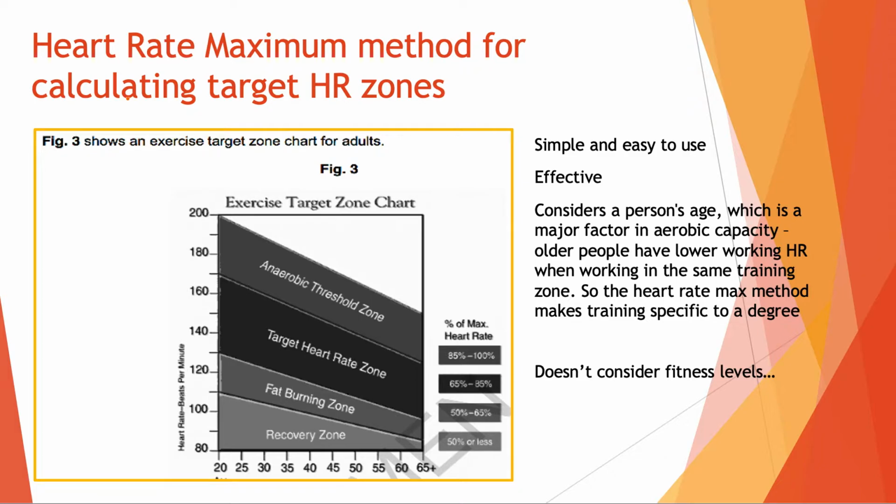So this method, it's really good. It's simple, it's easy to use, it's effective, and one of the best things about it is that it does take into consideration a person's age. A 40-year-old is working at a different working heart rate to the 25-year-old due to their differing maximum heart rates. But one thing that this maximum heart rate method doesn't take into consideration is fitness levels.